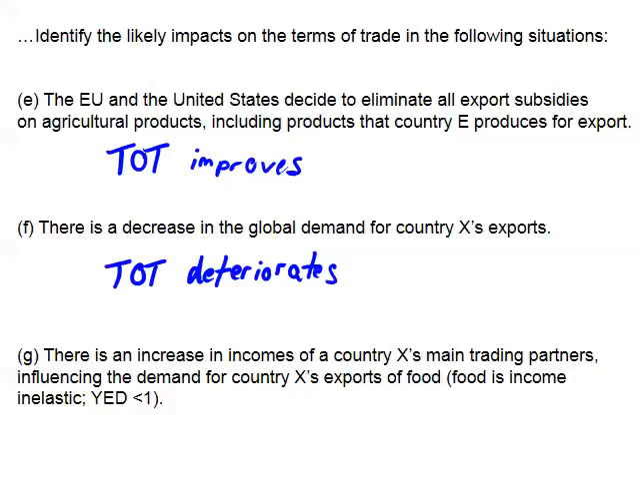And there's an increase in incomes of country X's main trading partner. So they have become wealthier, who you're selling to, influencing the demand for country X's exports of food, and food is income inelastic. Well, we know if incomes go up elsewhere, the demand for your goods will go up, so the price of your goods will go up, so the terms of trade improve. The fact that demand is income inelastic is a bit of a red herring. It might mean that terms of trade don't improve a tremendous amount because demand hasn't increased a huge amount, but nonetheless demand has increased, pushing up the price of your exports.